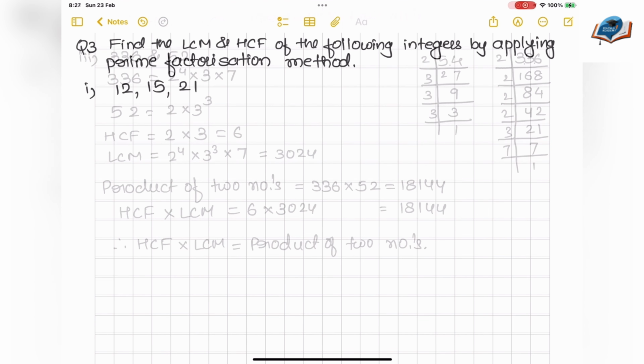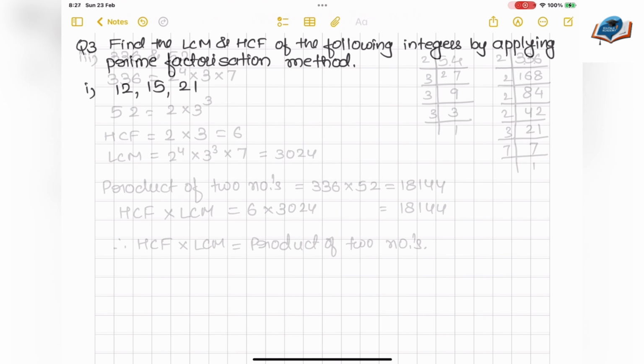The third one says 8, 9 and 25. So factors of 8 will be 2 into 2 into 2. 9 will be 3 into 3. 25 will be 5 into 5. So again, if you see, HCF is nothing common between them, that is 1. LCM will be 2 cube into 3 square into 5 square.